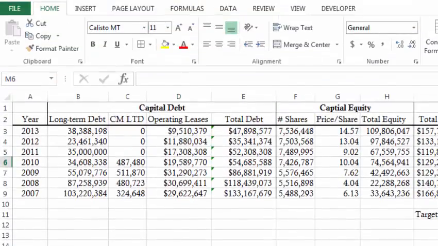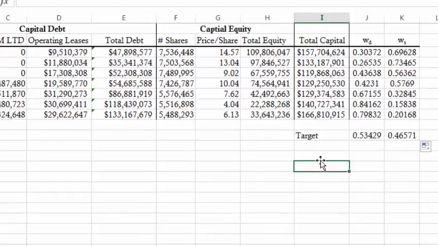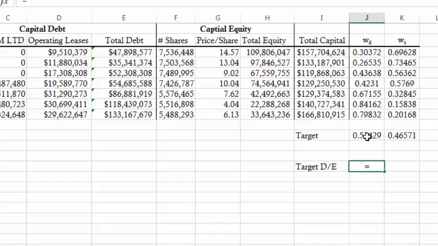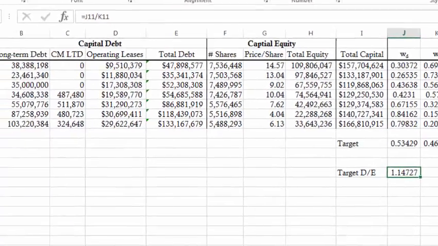Now before I get going too much on this, I need to come back over to my target capital structure and do my target debt equity ratio. Now my target debt to equity ratio is equal to debt to equity. That was easy. At this point, I do need my observed beta, so let me go find my observed beta.